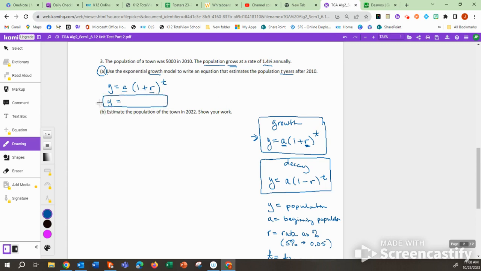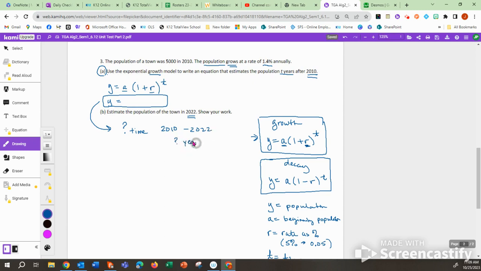In the B part, you're going to use your formula from the A part, and you're going to estimate the population in the town, not in 2010, but in 2022. So you're going to use this formula. The first thing that you've got to figure out is how many years have passed between 2010 and 2022. So this is going to give you a number of years.